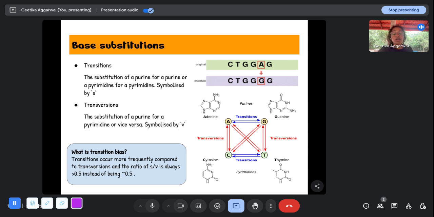In other words, the ratio of s to v, which is the number of transitions to the number of transversions, is always more than 0.5. This might be because it's chemically more balanced if a purine is substituted by a purine, because of the presence of two rings, as compared to a purine being replaced by a pyrimidine, or a pyrimidine by a purine, because of the change in the structure and the size of the molecule, right?